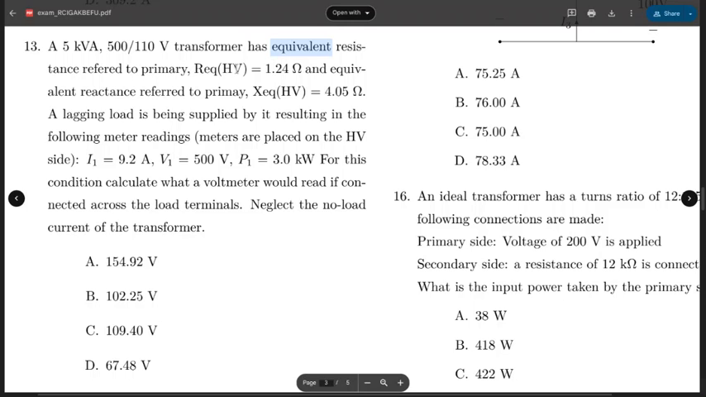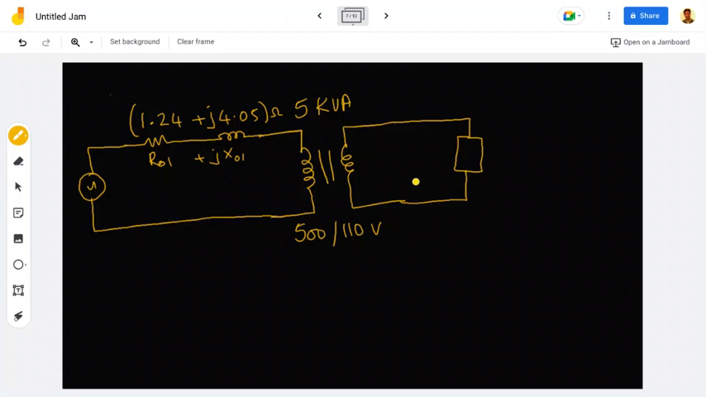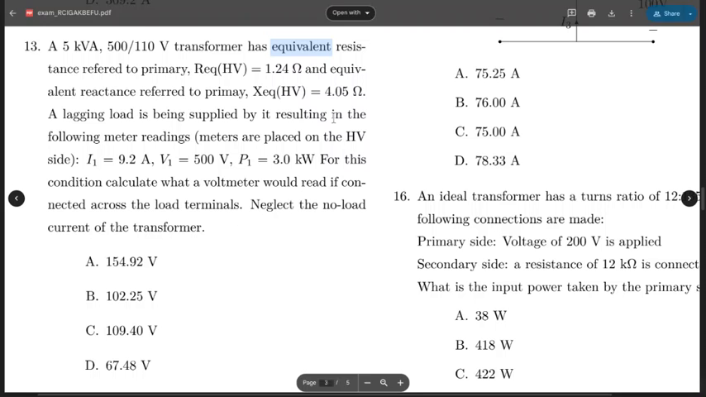So equivalent resistance referred to primary side, the HV side, is 1.24 and 4.05. So this is the total impedance that we are getting here. This is R naught 1 plus j X naught 1. So here the core loss components are ignored. So that is fine. Okay, so now let's continue.